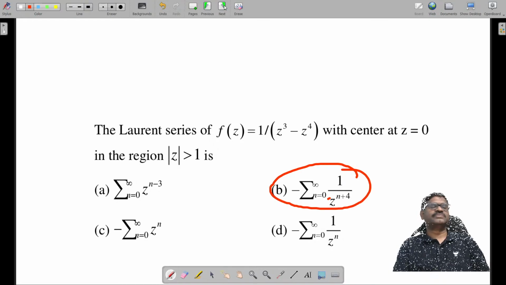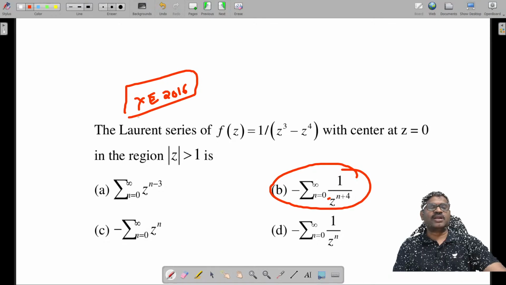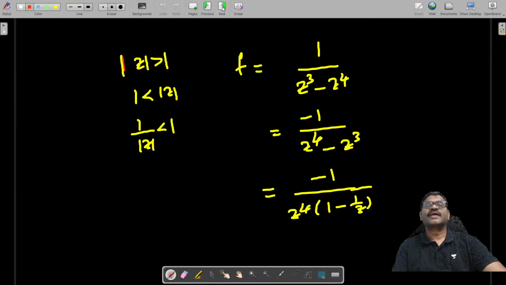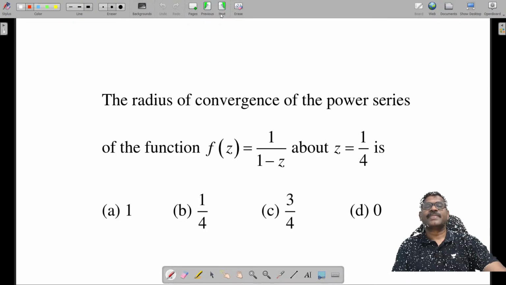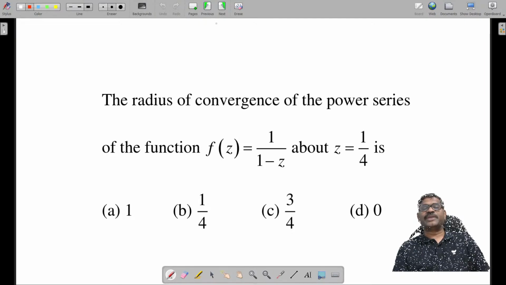Next problem. This was given in 2016. Till now, whatever problems we have solved, all are PYQs of XU only. Next problem. This is a previous GATE question, not for XE, other branch.